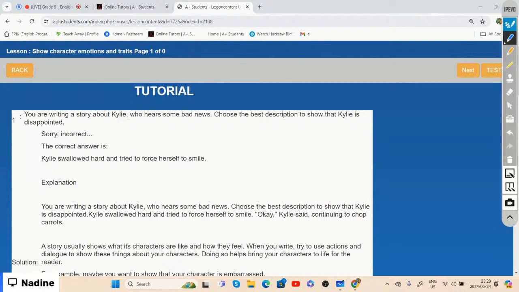So if we were to basically describe and show how Kylie is feeling, right? Especially since she's been disappointed because she heard bad news, right? Then it means that Kylie swallowed hard and tried to force herself to smile. Because remember, if you're disappointed, it's going to be very hard for you to even try to smile, you're going to force a smile, right? Because deep down emotionally, you are hurt, right?